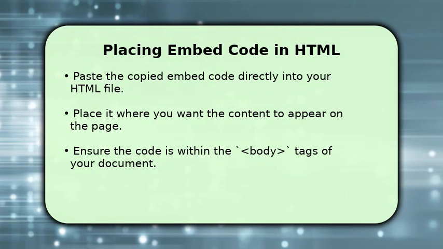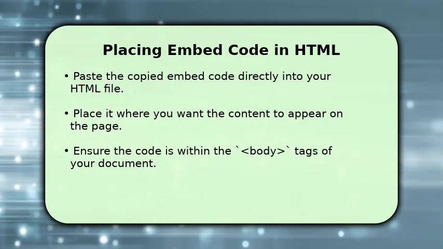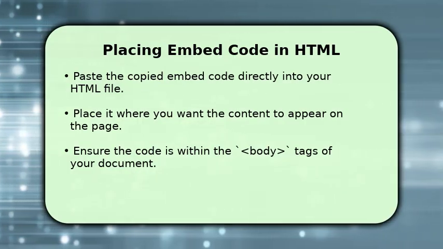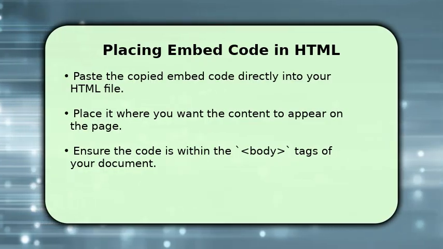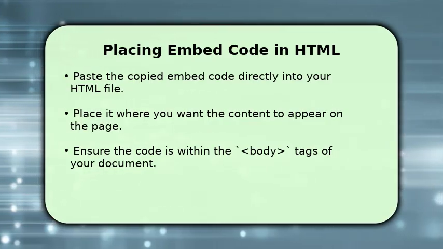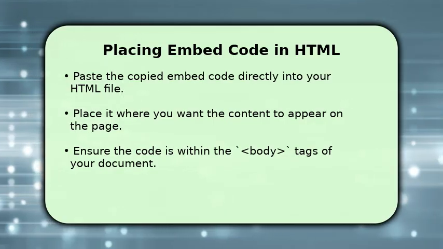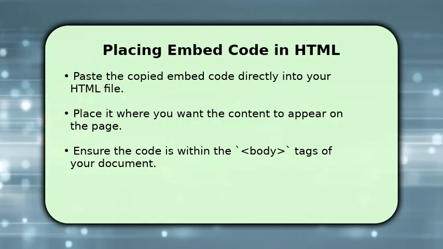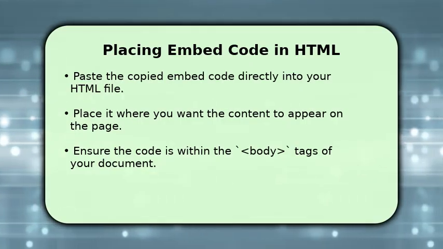Once you have your embed code, the next step is straightforward. Paste it directly into your HTML file. You'll want to place this code precisely where you intend the embedded content to appear on your web page. For instance, if you want a video below a paragraph, paste the code right after that paragraph. Always ensure the embed code resides within the body section of your HTML document for proper rendering.